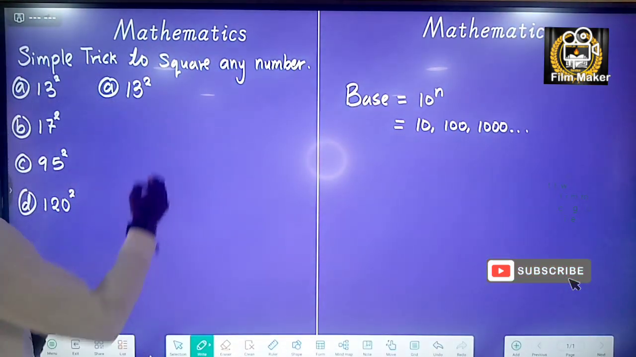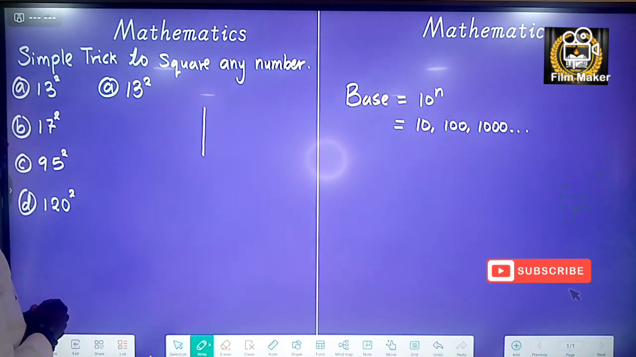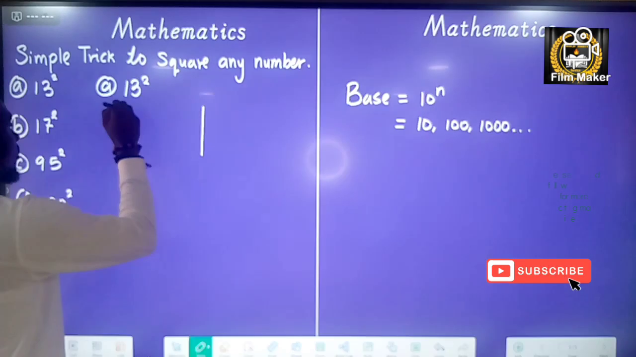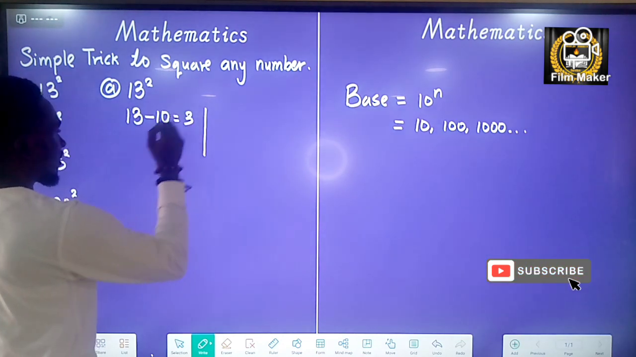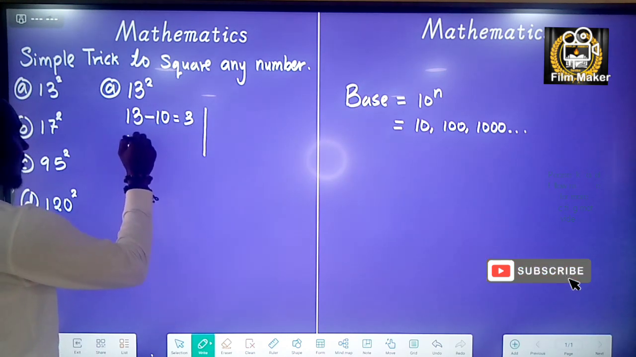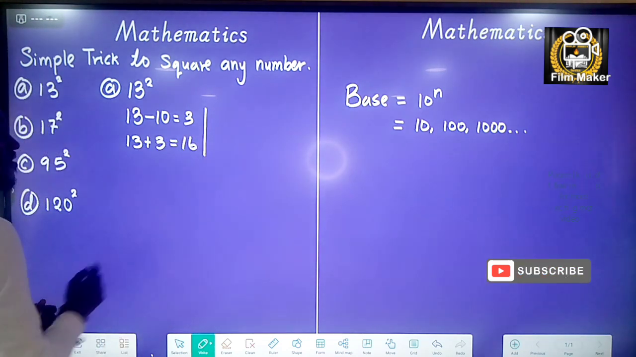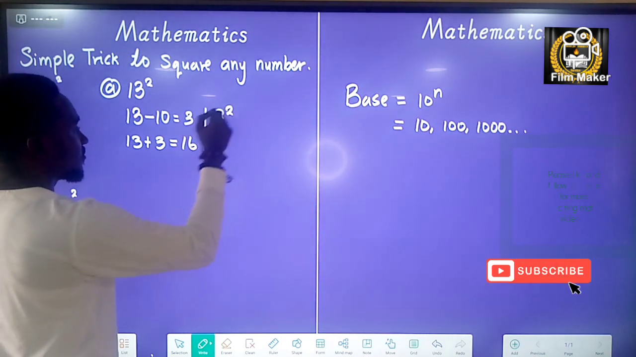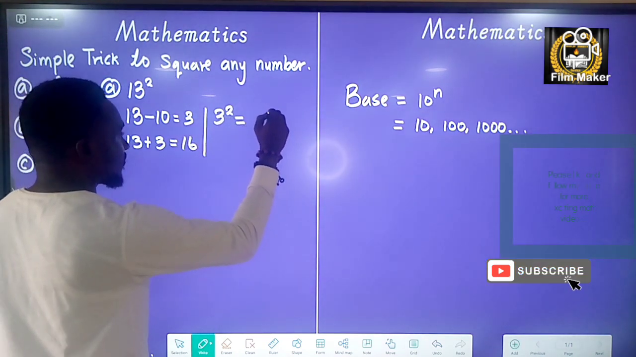So now, 13 raised to power 2, what I should be doing here, I'll split it into 2 parts this way. Is that okay? 13 is very close to 10, so I'll be using base 10. Now, the difference between 13 and the base is 3. Having done that, I should add this 3 and this 13. So 13 plus 3 is 16. Is that not so? Now, to my right hand part, what I should be doing is to square the difference that I have gotten. So 3 squared means 3 times 3, and you have 9.